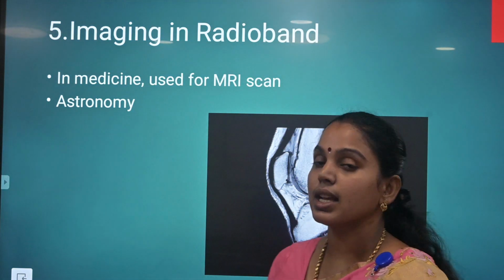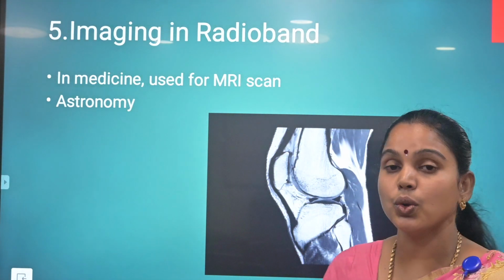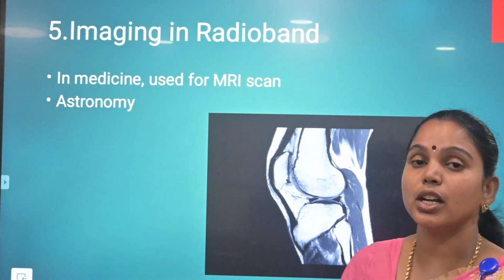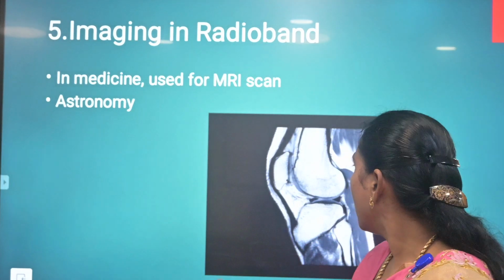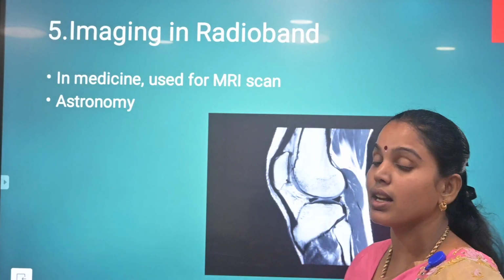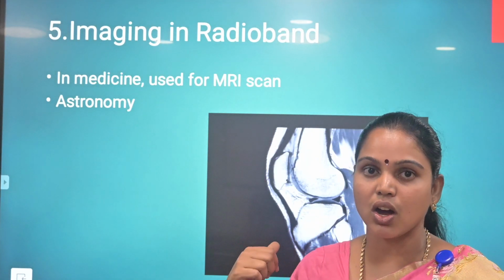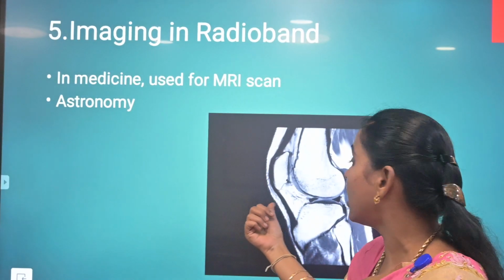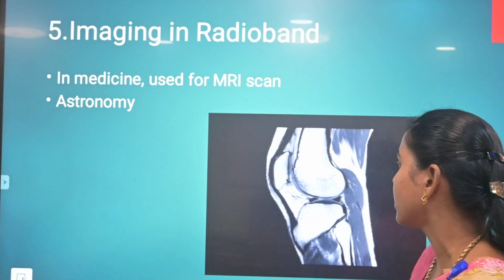And the next one is the radio band. Radio waves are used to achieve that. This technique is generally used in MRI scans. After scanning this bone, we can check whether there is a fracture or not, whether there is any water consistency, and whether there is any fault in this bone or not.